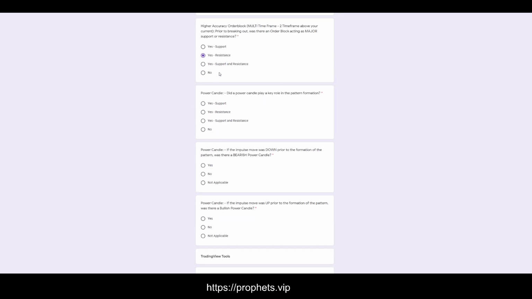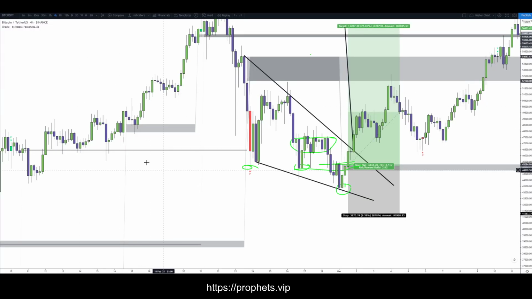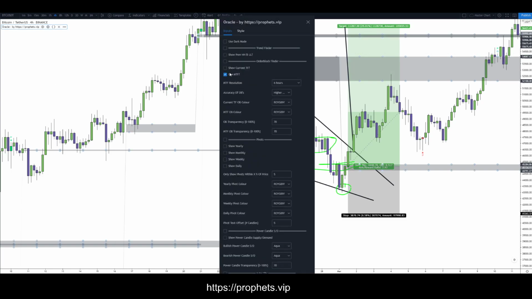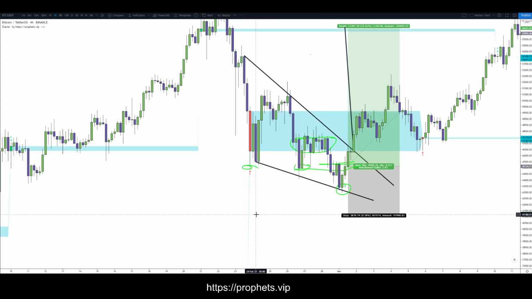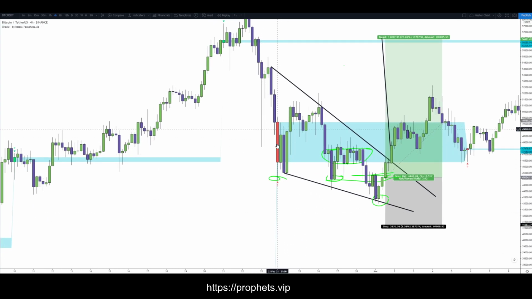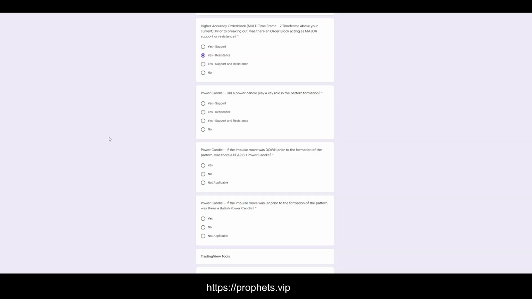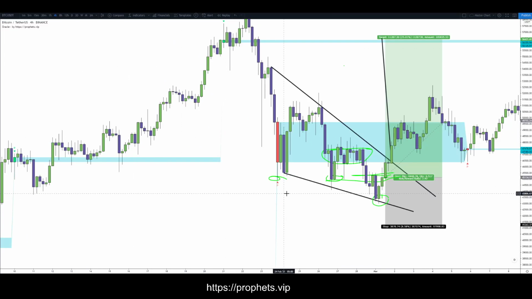Okay, cool. So moving on from the order blocks, moving on to the power candle. So just untick that. Come all the way down and find power candle, which is here. The aqua by default, one did form within it, but Jesus, it was a biggie. Did it play a key role in the pattern formation?